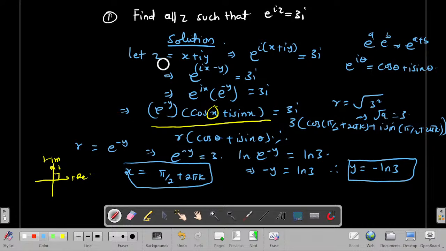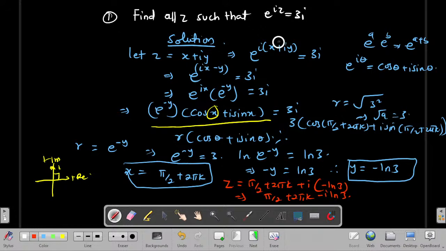What's the value for the variable z, which the question asked initially? It is simply going to be z is equal to my x plus my iy. And now my x is pi on 2 plus 2 pi k, plus i multiplied by my y. And what's my y? Negative ln 3. So this finally gives me pi on 2 plus 2 pi k minus i ln 3. And that is all.